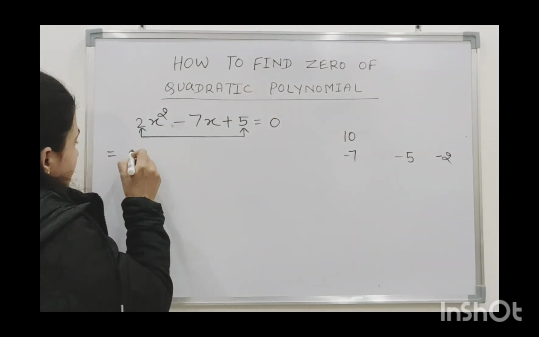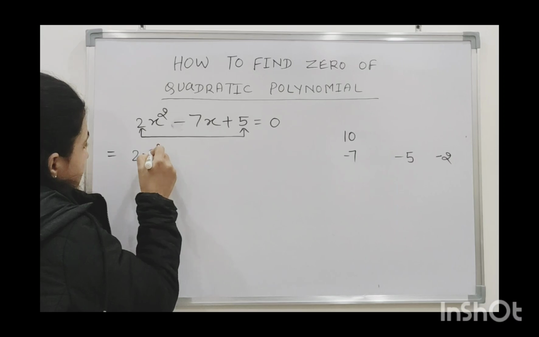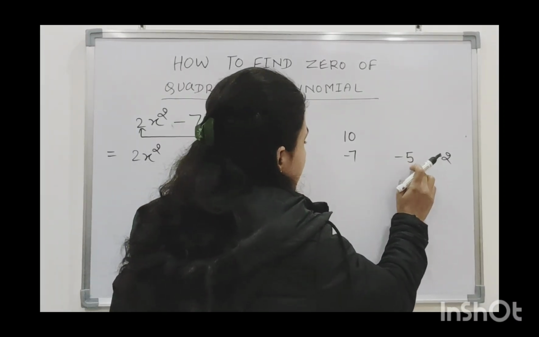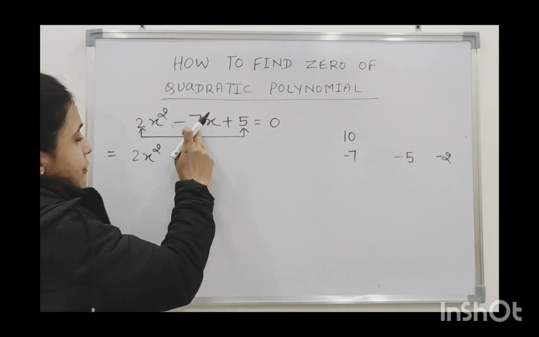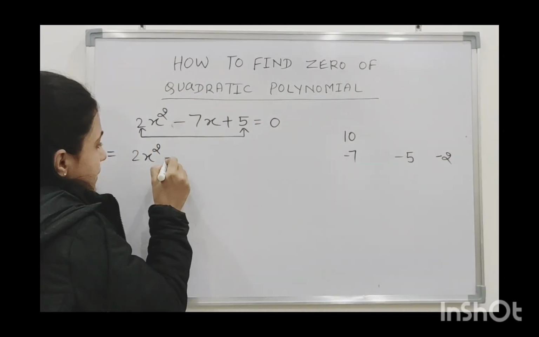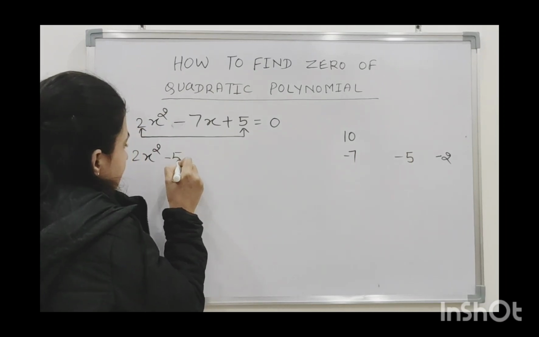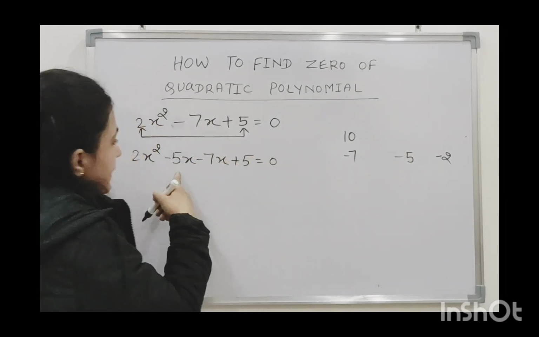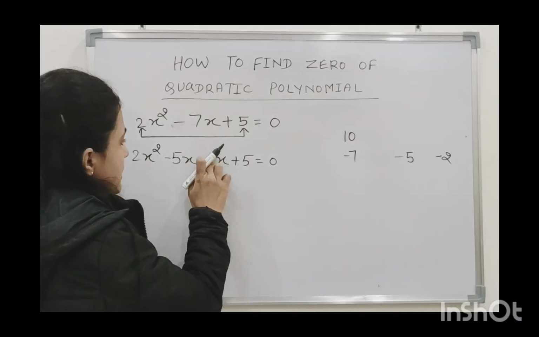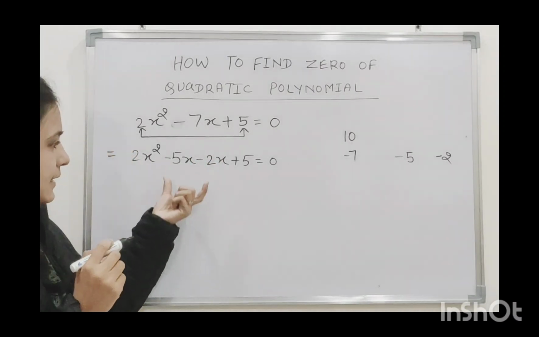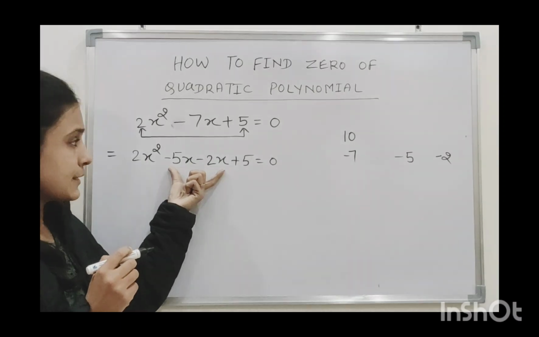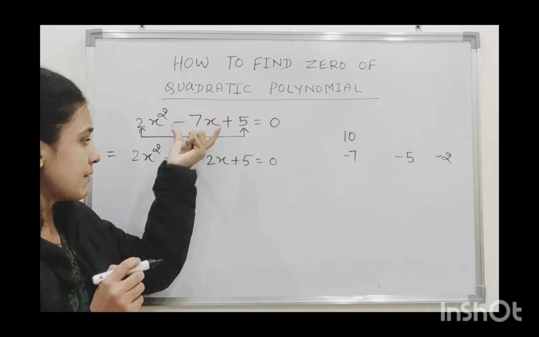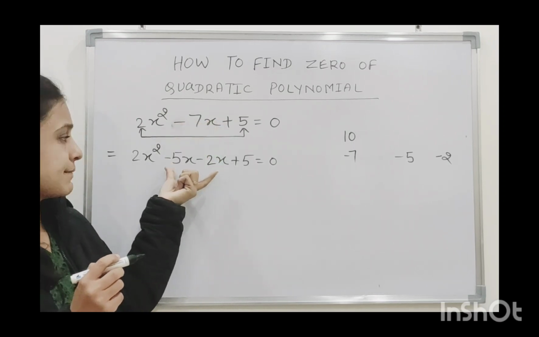Now we will write down the first term as it is, and we will split the middle term in the form of these terms. That means we have to write this -7x like this: -5x -2x plus 5. We can clearly see here that it is still 7x, but we have split the term 7x into two terms, that means 5x and 2x.